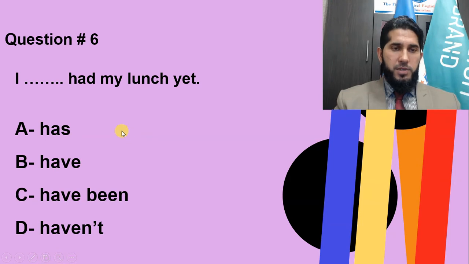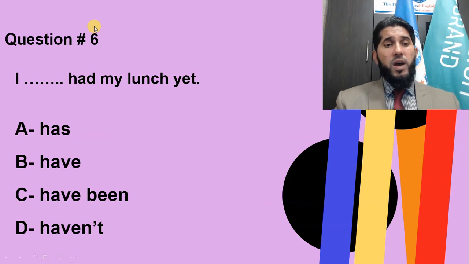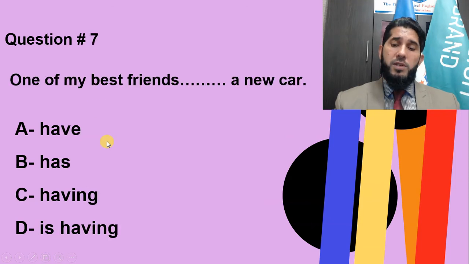Okay, number six, I has had my lunch. I have had my lunch. So now this is present perfect tense. We talk about an action that has happened before present time at an unspecific time in the past. So I have had my lunch. B is the correct option.